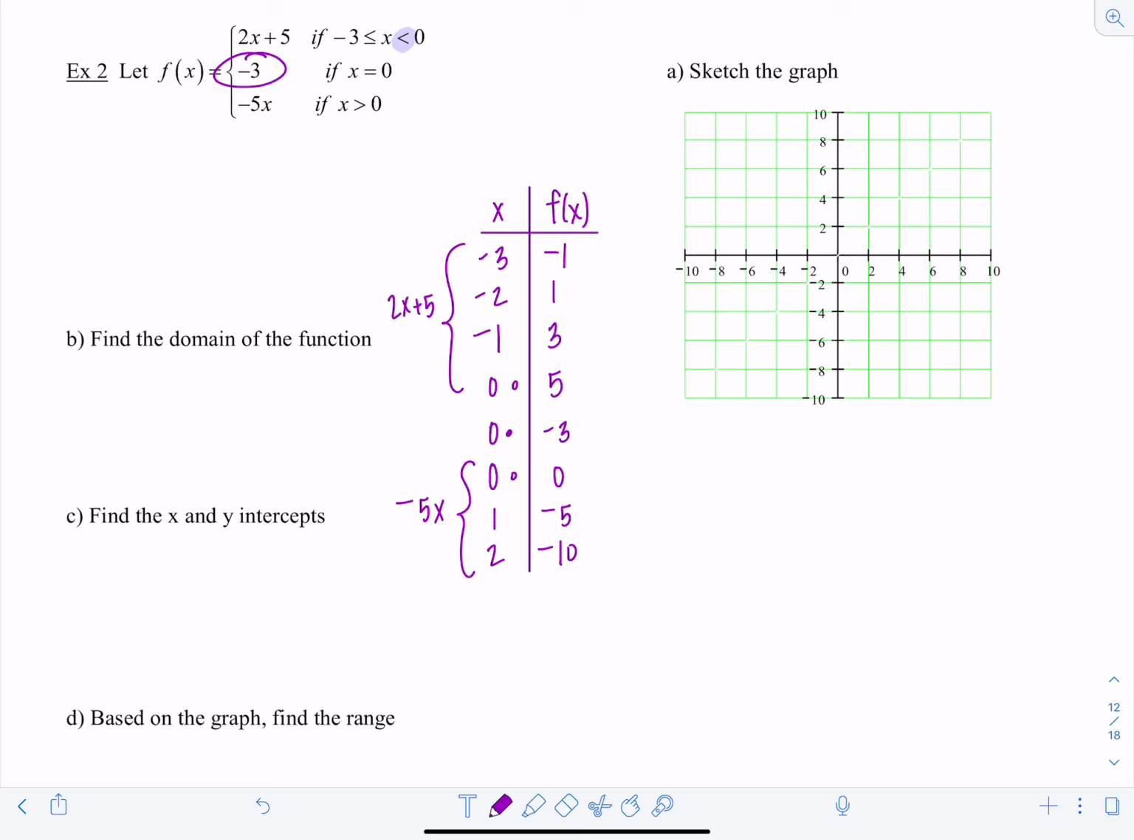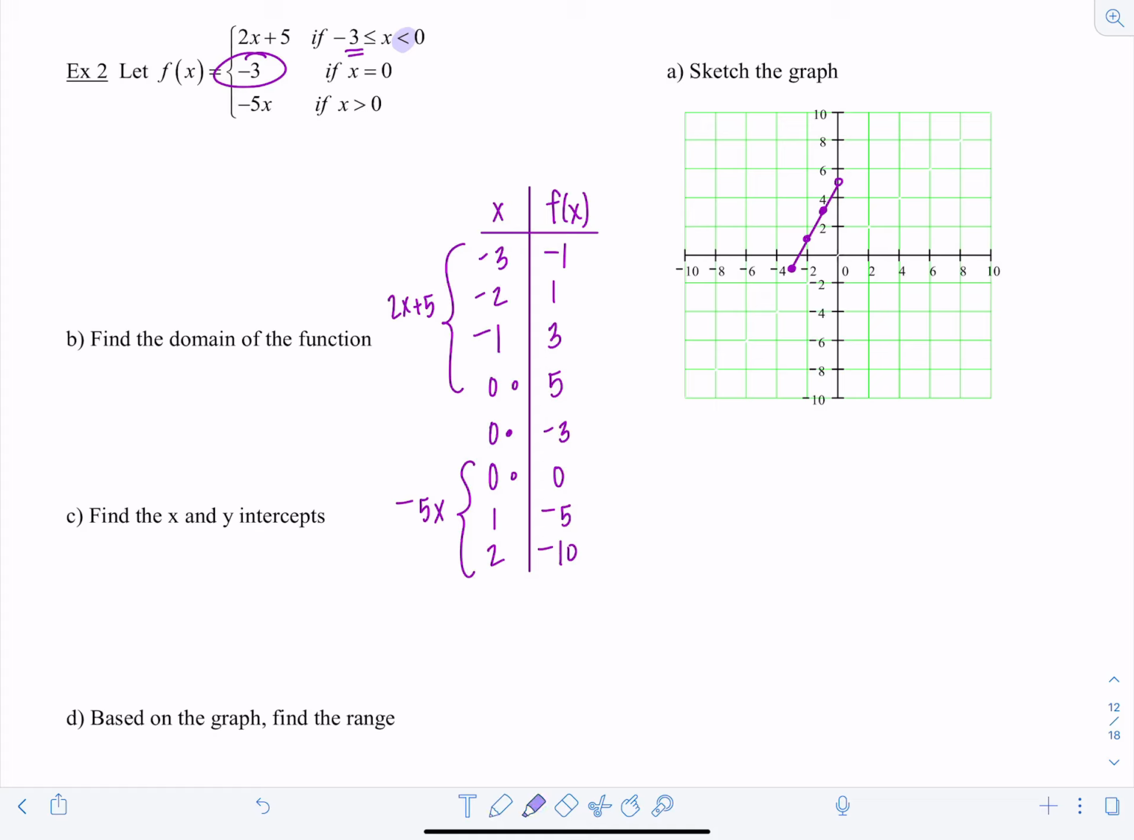All right, very good. So here we go. At negative 3, I have negative 1. At negative 2, positive 1. And negative 1, 3. Oops. No, that's okay. 0, 5 is my open circle. Okay, so I'm going to connect these. No arrows on this one though, because remember, x is greater than or equal to negative 3, but it doesn't keep going to negative infinity. So that's all you draw for that portion.